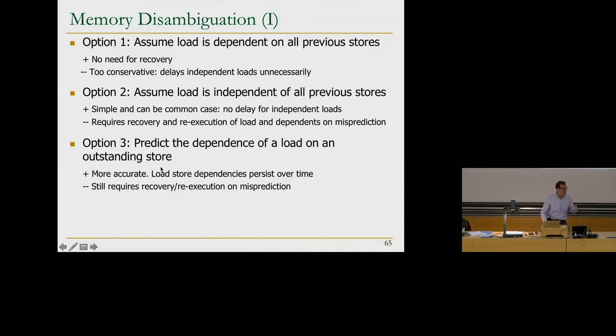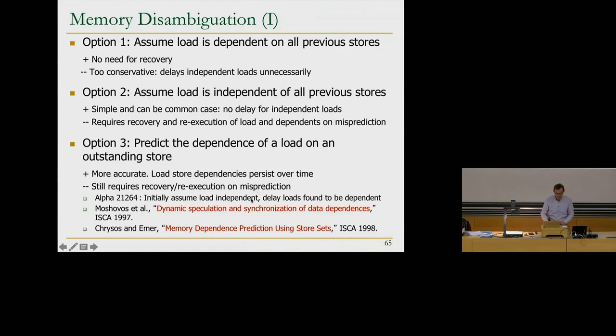But this is more accurate, clearly. Because load-store dependencies persist over time, people found out that if this store is writing to a location that this load is going to read, whenever you go back to the same load and store in a loop, for example, it's going to happen again and again and again. So you can learn from past executions. But of course, if you're wrong, you still need to recover and re-execute.